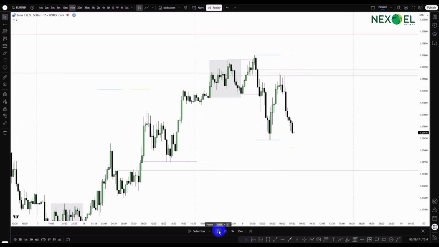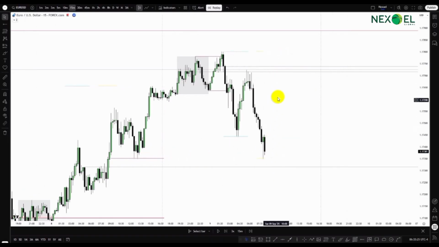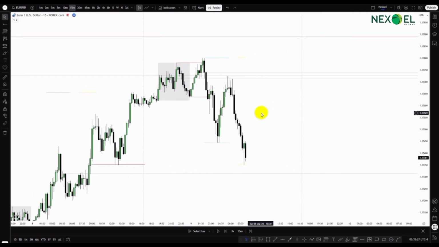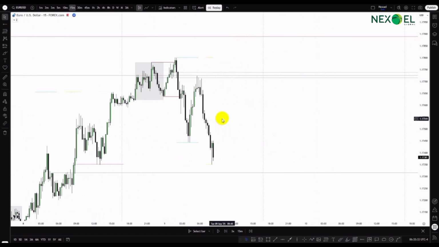So let's see that. I expected that price was going to take this sell side liquidity and then give us what? A bullish reason to the upside. With that possibility, we would see price now aim for the buy side liquidity. So I always emphasize this thing: trade zone to zone. Now price has traded into a daily zone, giving us a sell model.